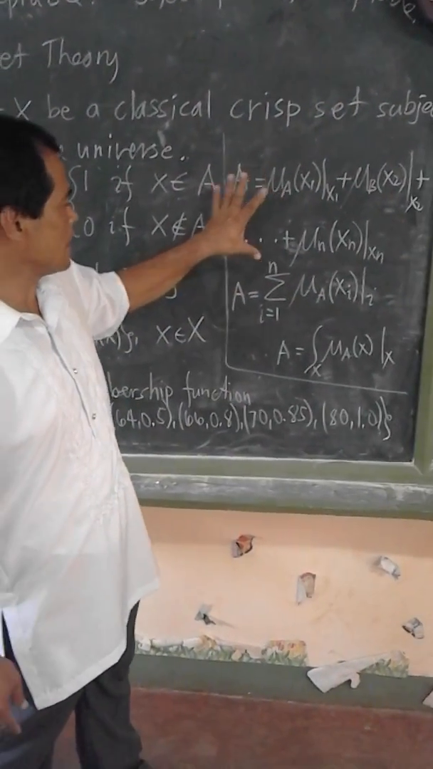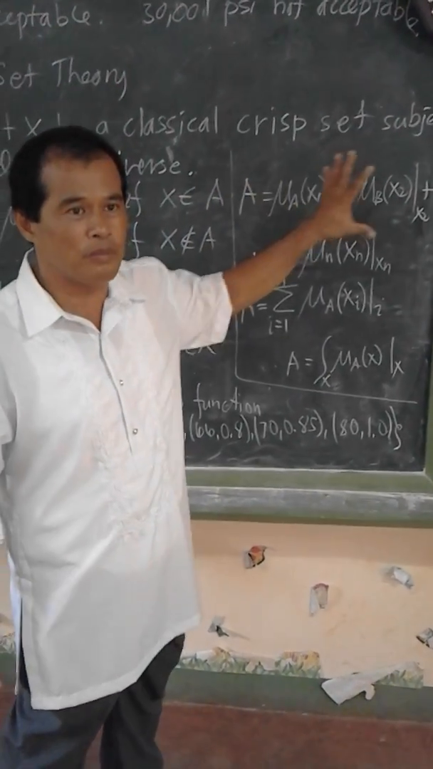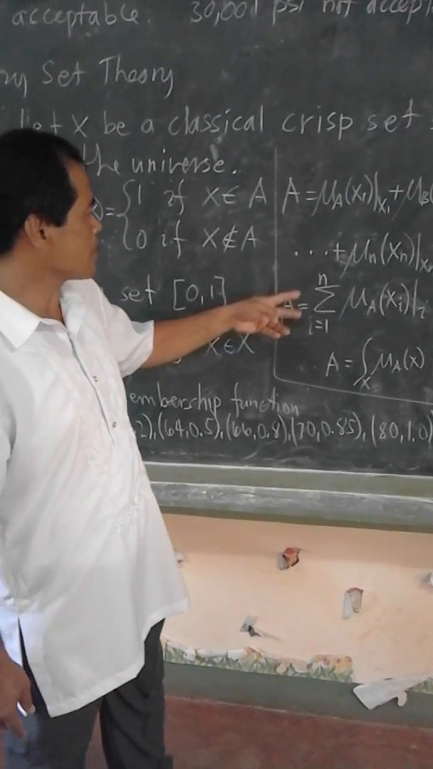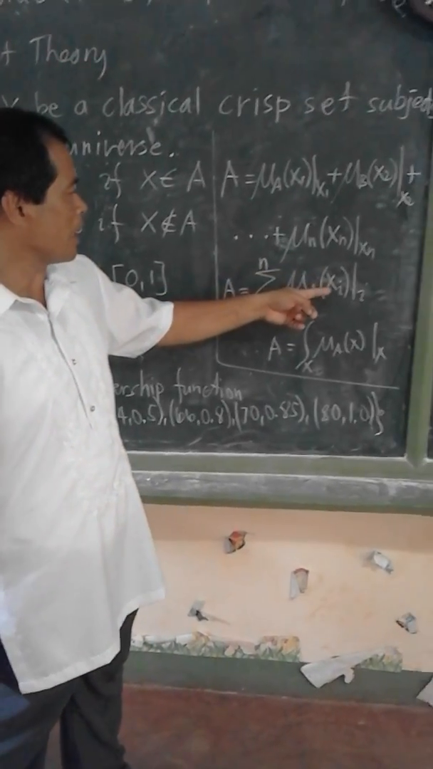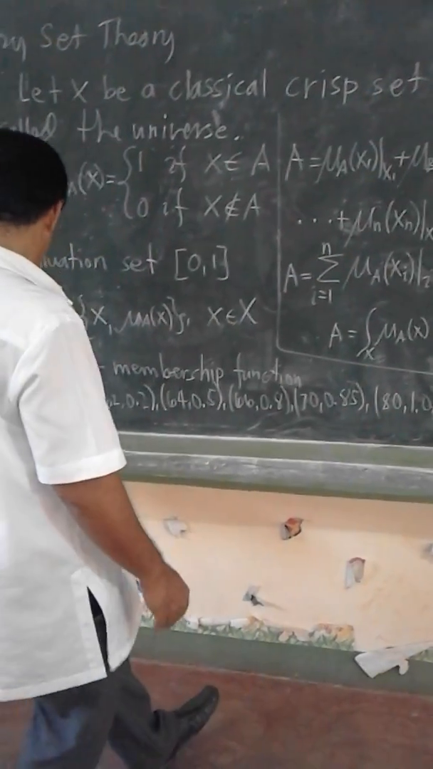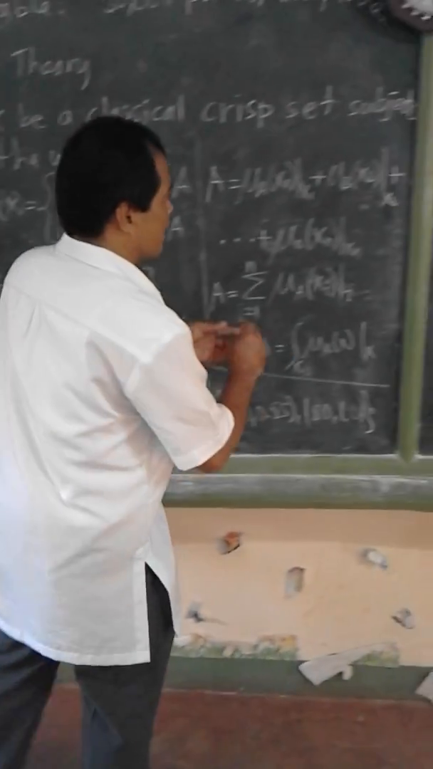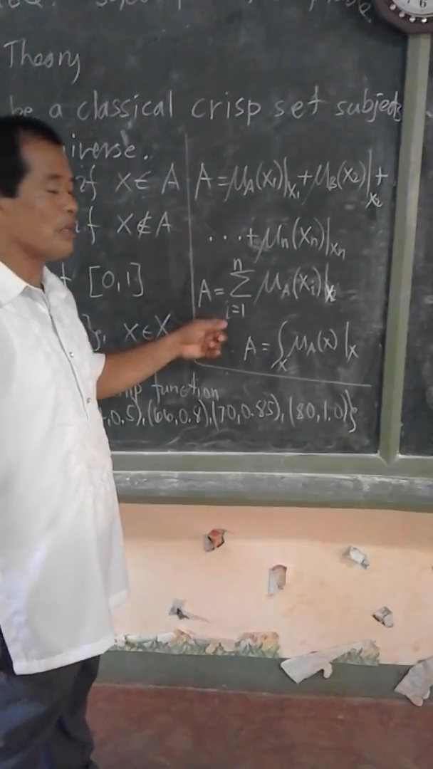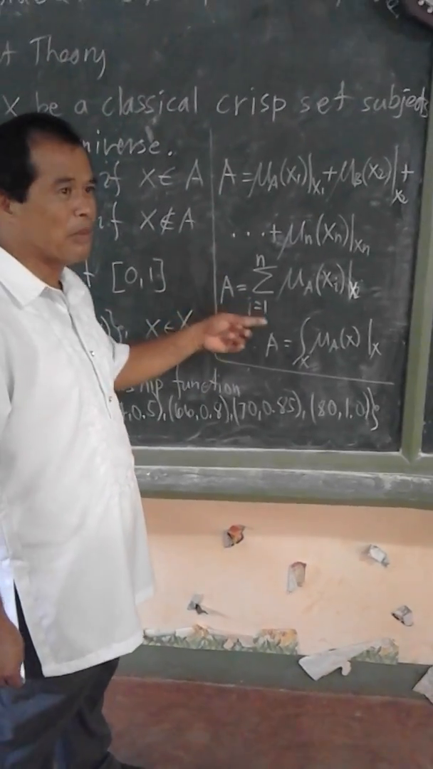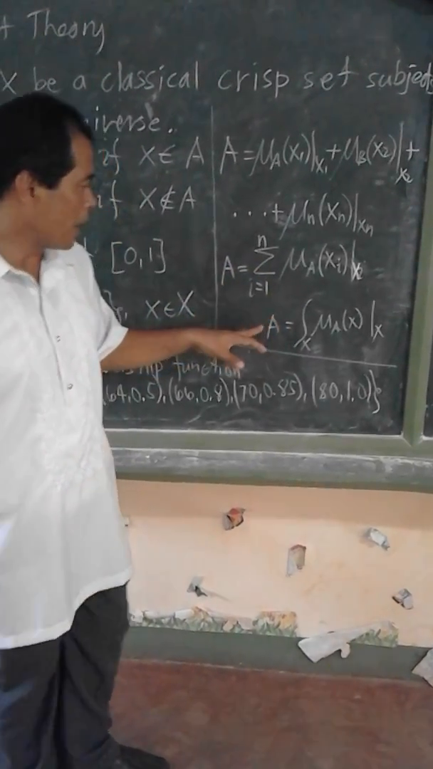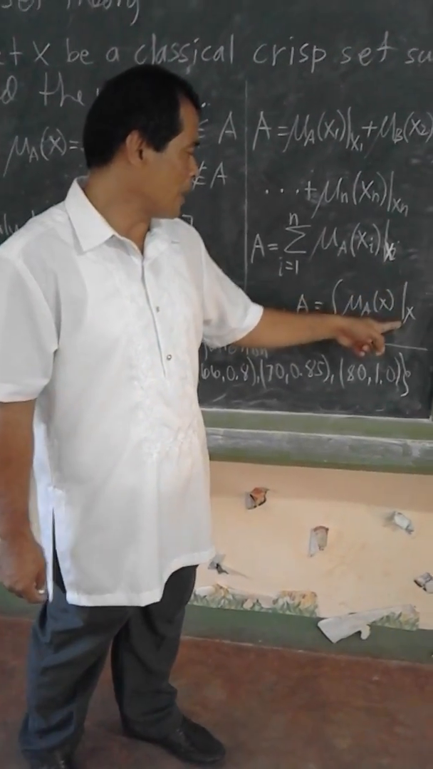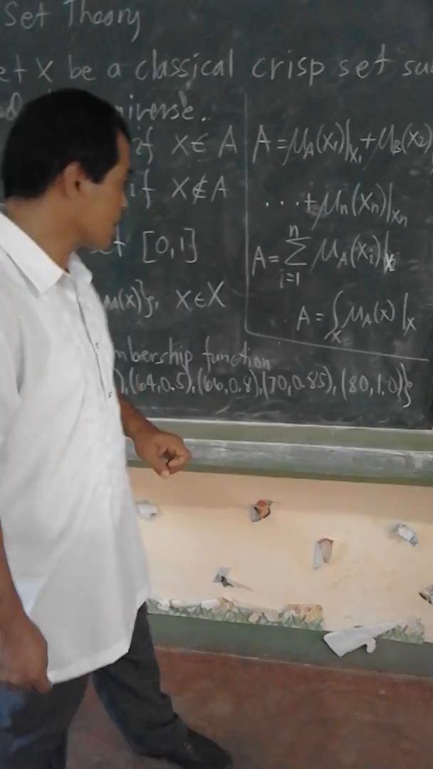To put this in summation form, A therefore equals the summation of mu sub A of X sub I over X sub I, where I starts from 1 to n. Or in integration form, A therefore equals the integral of mu sub A of x over x, over the limits of x.